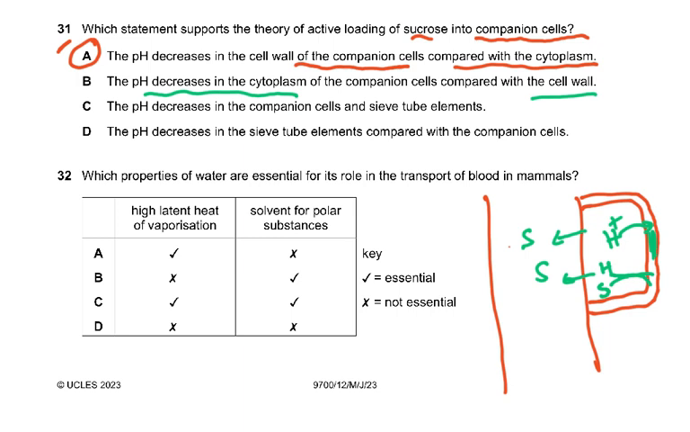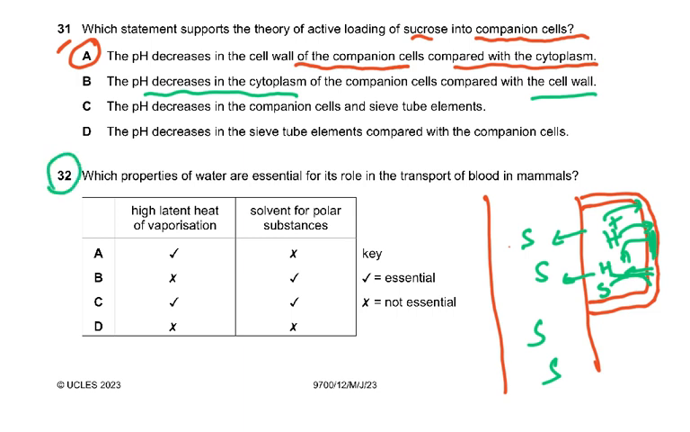The pH decreases in the companion cell and the sieve tube elements? No, the hydrogens do not go into the sieve tube elements. It's only the sucrose which goes into the sieve tube elements. So that is wrong. The pH decreases in the sieve tube elements compared with the companion cells? No, the pH of the sieve tube remains the same. The hydrogen ions come in, then they are pumped into the cell wall, then they come back in again, then again into the cell wall. So that's a continuous cycle in the companion cell.